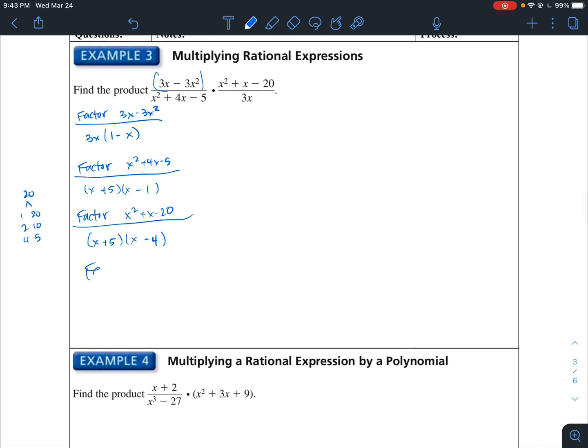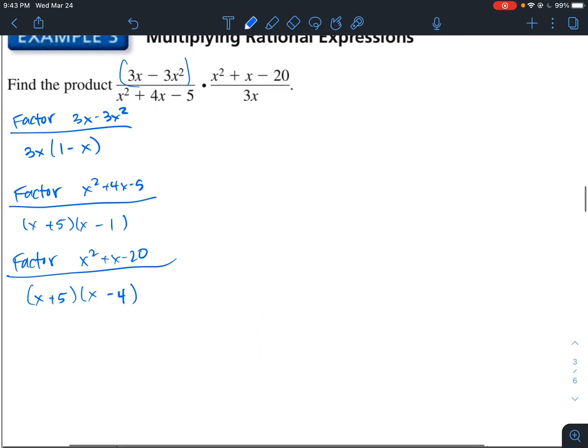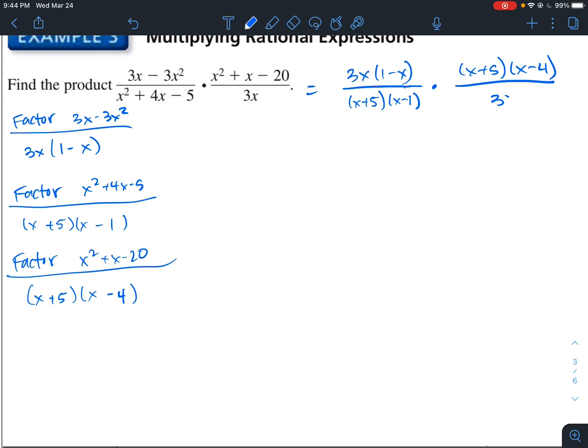And then we were going to factor, I guess we can't factor 3x, we'll just leave it like that. But now that I know these factors, I'm going to rewrite this to be all the factors. So 3x times by 1 minus x over x plus 5 times by x minus 1. And this would be times by, and then we have x plus 5 times by x minus 4 over 3x.